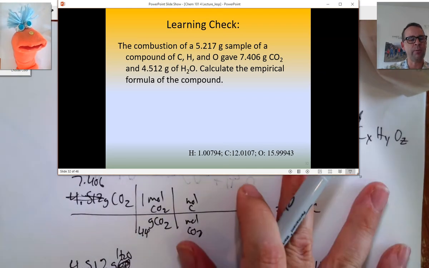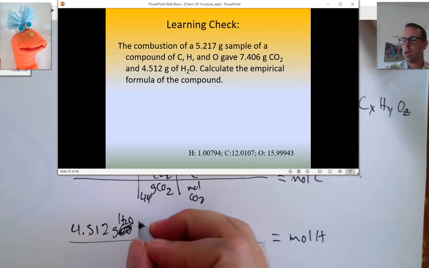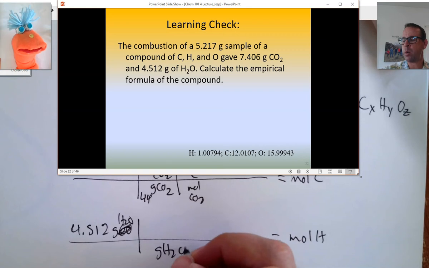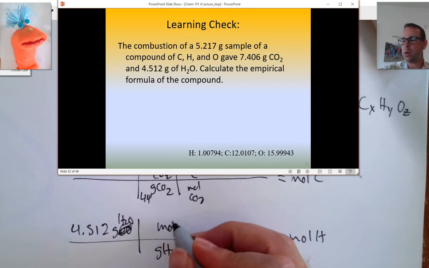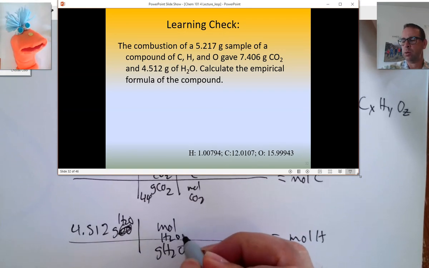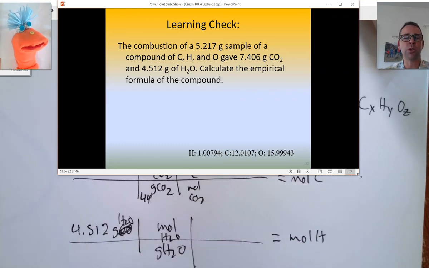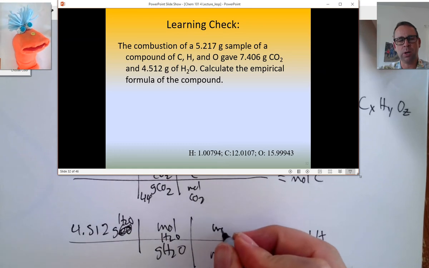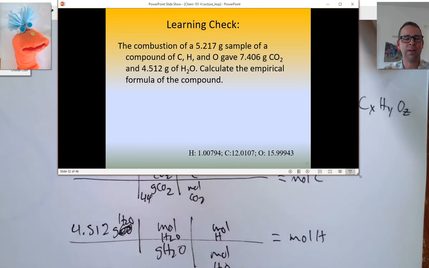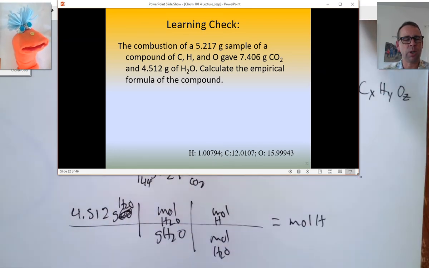Excellent, but the 4.512 goes with grams of water, and then I can go from grams of water, where do I want to go? Moles of water, I guess. Why do we want to always go to moles? I don't know. Because then we can use the stoichiometry, the mole ratio of moles of water here to moles of hydrogen in the initial compound that we started with. Okay?